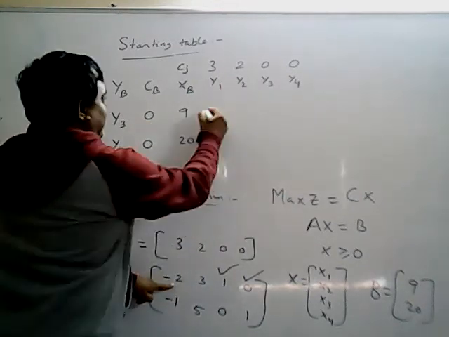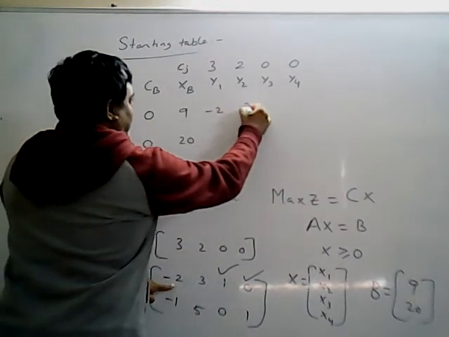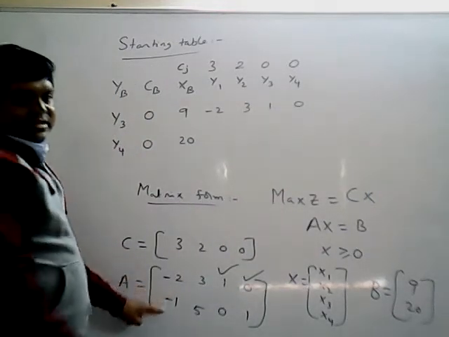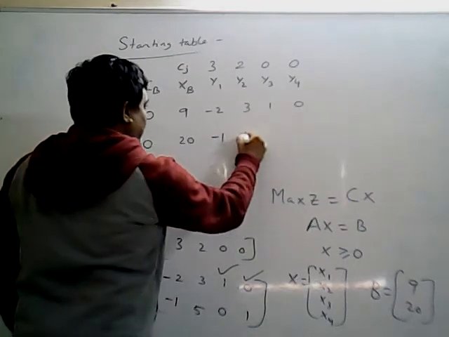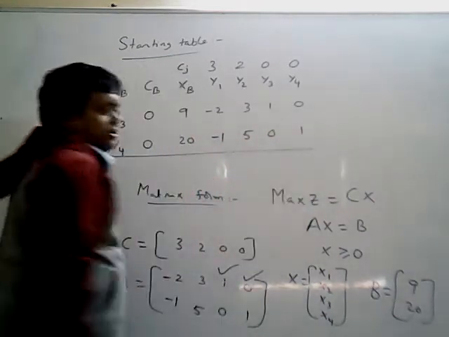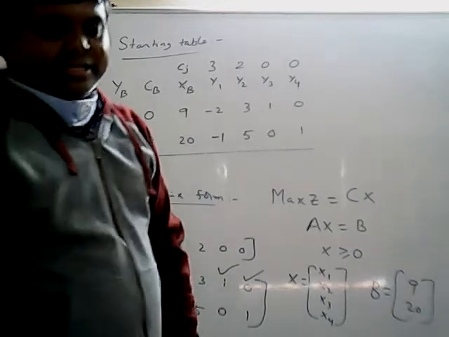What is A matrices? -2, 3, 1, 0. Next values, what is that? Minus 5, minus 1, 5, 0, 1. Now all the values are completed in the table.